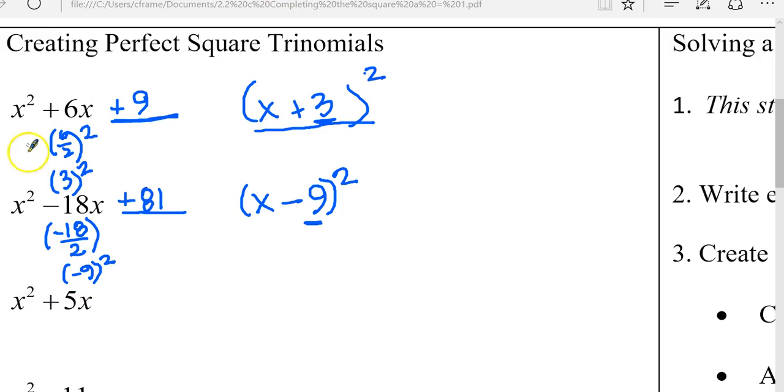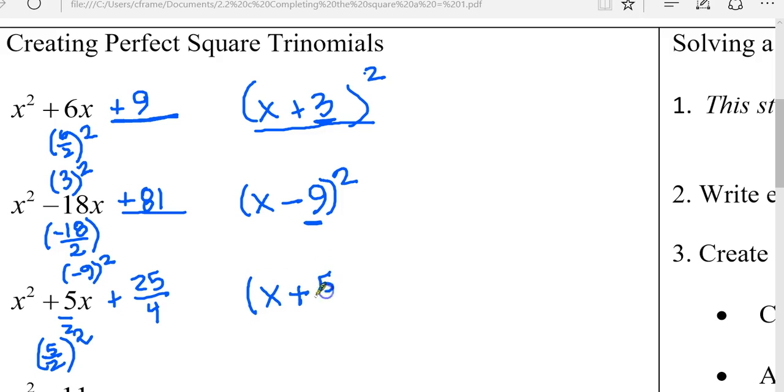So let's take this next one. Those were even b's. This one's an odd b. So when we cut it in half and square it, we get a fraction. 5 cut in half is 5 halves, and we square it. That'd be 25 fourths. Now we have not a very fun perfect square trinomial, but a perfect square trinomial. Now we're going to factor it into its perfect squares. And there you have it. X plus 5 halves quantity squared will give us this answer.